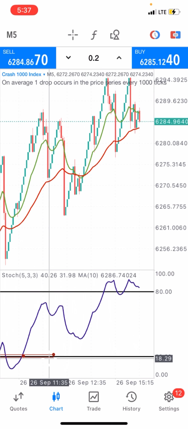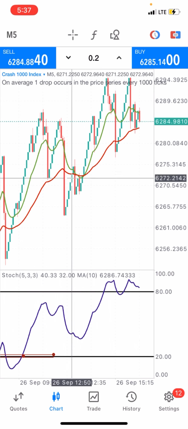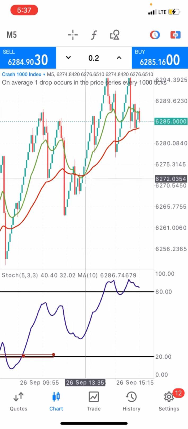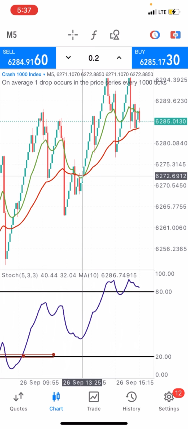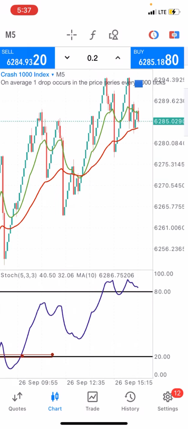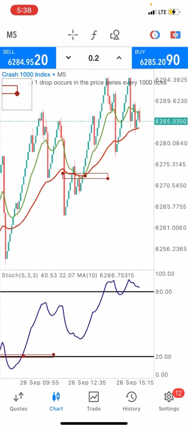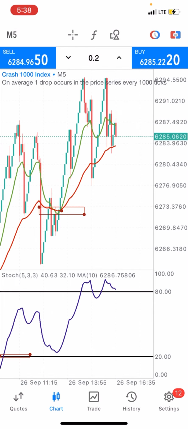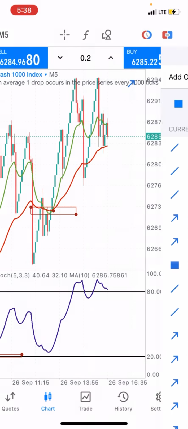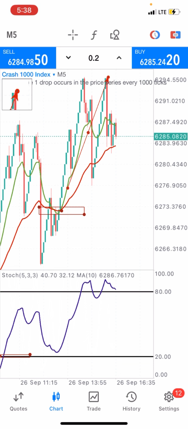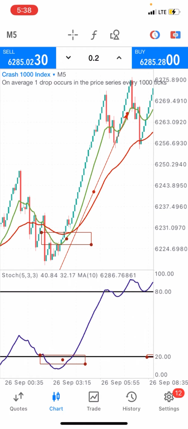I would have waited for the crossing of the two moving average lines to be clear, and it happened here, which means this is where I probably would have taken my buy entry. You can see I'll be in profit all the way from here to this region. This is very simple, guys. This is really, really simple. I'll show you guys examples.